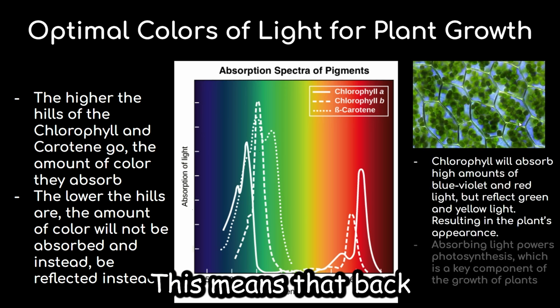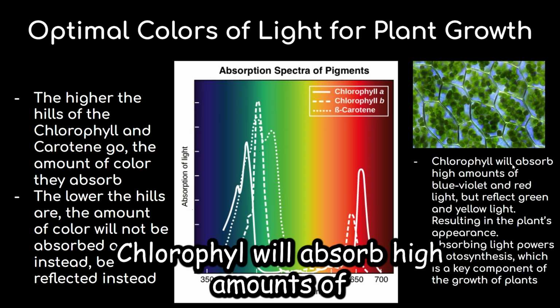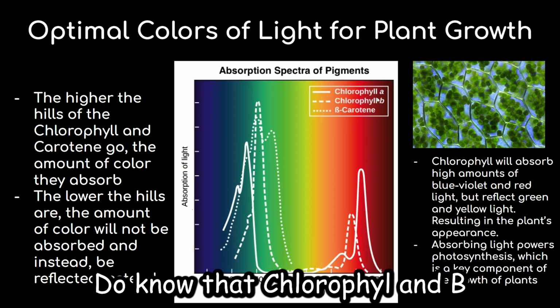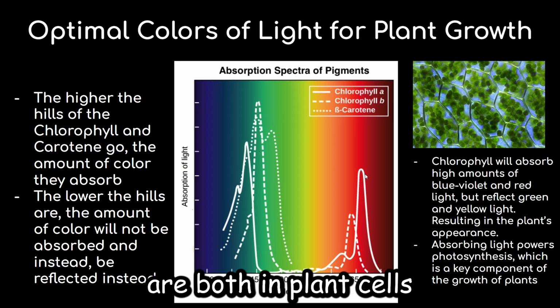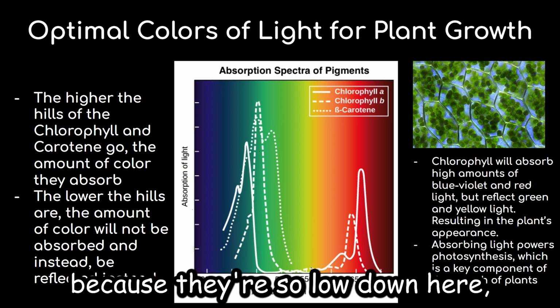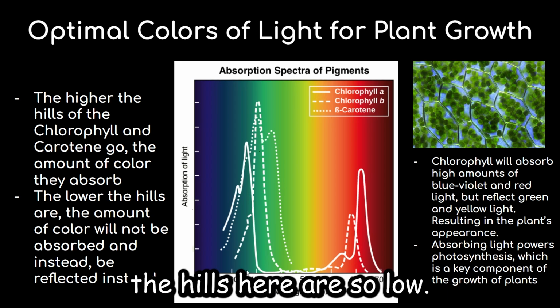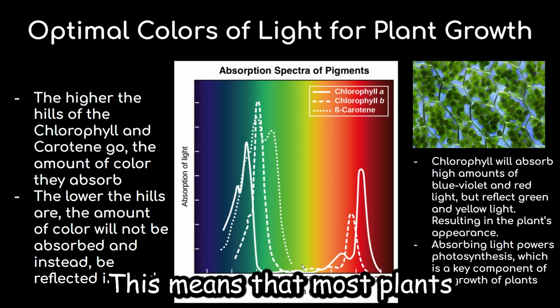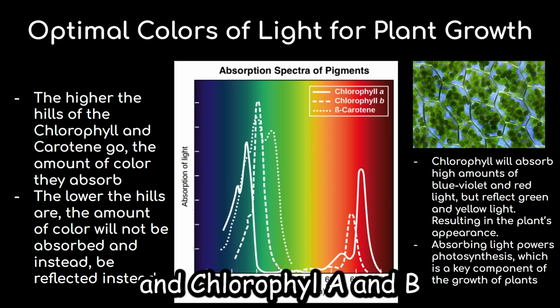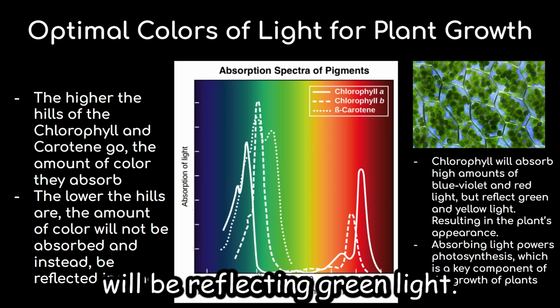This means that, back to chlorophyll, chlorophyll will absorb high amounts of blue, violet, and red light. Do know that chlorophyll A and B are both in plant cells, resulting in the plant's appearance. Because the hills here are so low, most plants that have chlorophyll A and B will be reflecting green light.